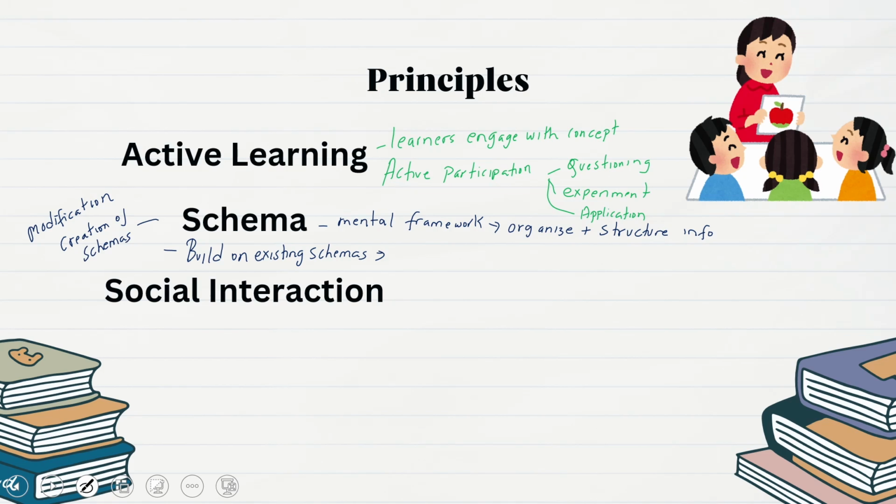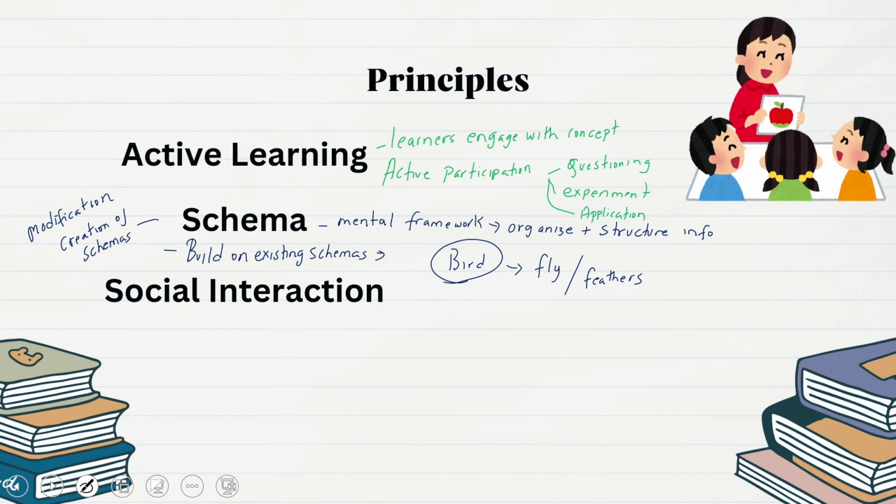Let's take an example. A child may have a schema for a bird that includes characteristics like flies and having feathers. Now, when the child learns about penguins, they must adjust their schema to include birds that cannot fly or that do not fly. And therefore, the process of adapting and refining schemas is a key aspect of learning in constructivism.